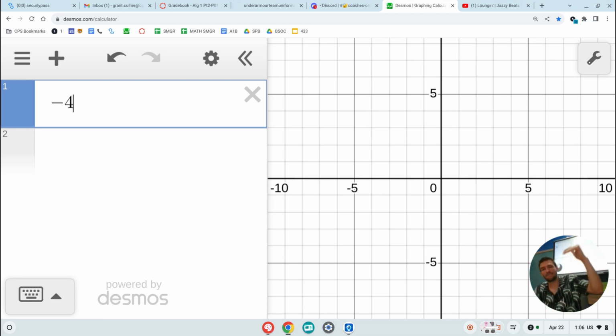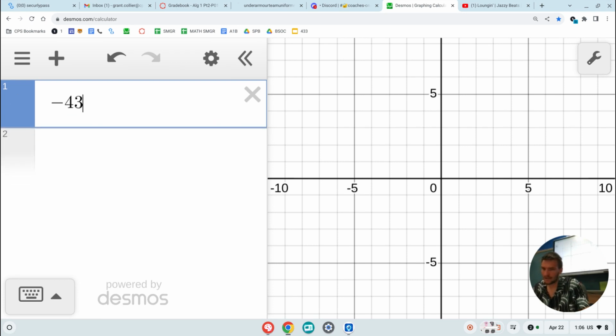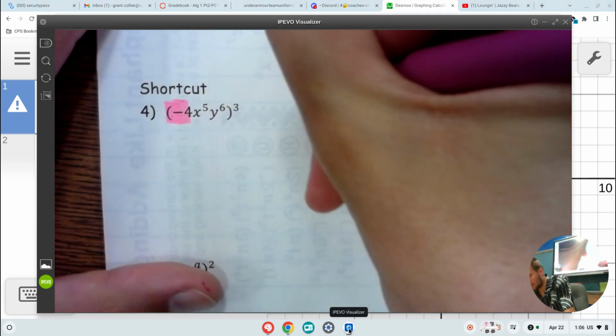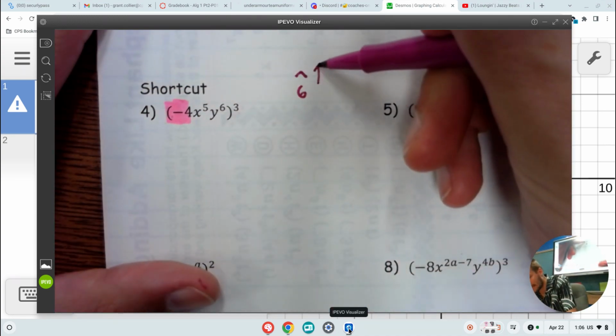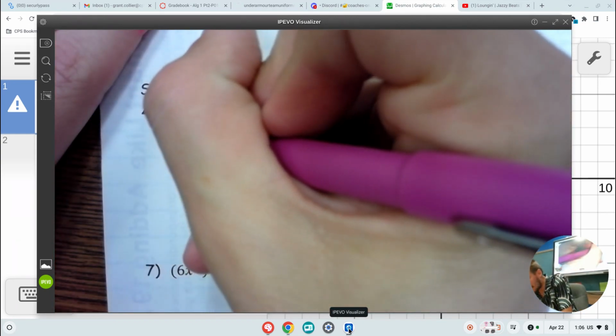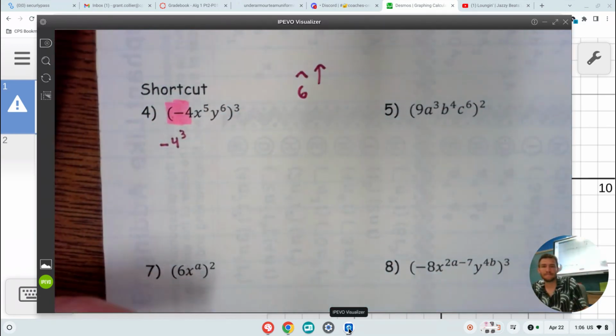How do you get to the exponent level on Desmos? CBRT is a cube root. That's not really what we need. What we need is a shift 6. Okay? Look at your computer. Your shift 6 has that little arrow on it, right? And that little arrow is literally like, take me up to the exponents, right? So we type -4, we type shift 6, and then we type a 3.